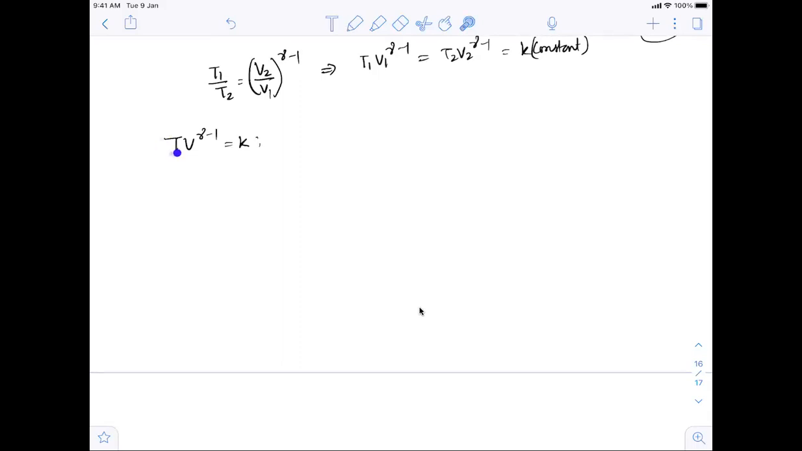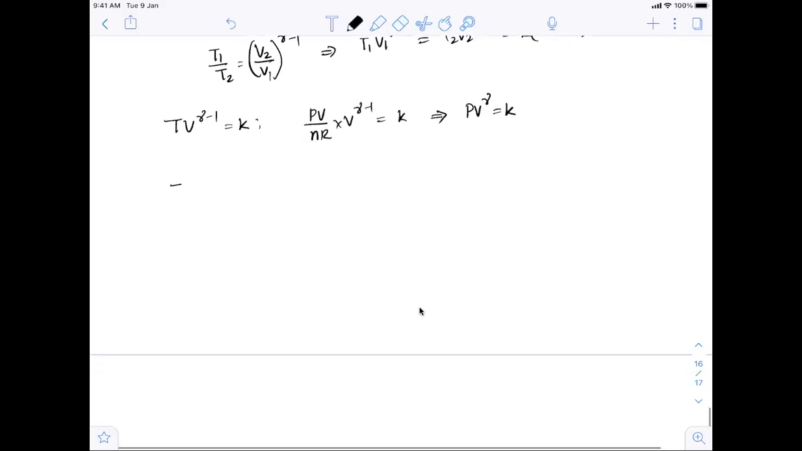Now if instead of temperature I put PV by nR into V raised to power gamma minus 1 is equal to constant, what do we get? n and R are constants here. This brings PV raised to power gamma is equal to constant. Similarly, instead of volume, if I put nRT by P, whole raised to power gamma minus 1 is equal to constant.